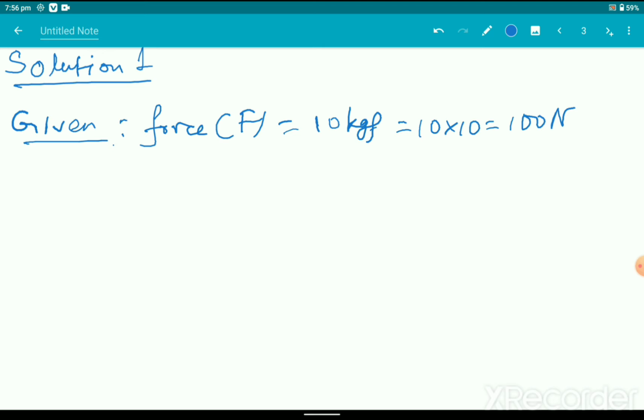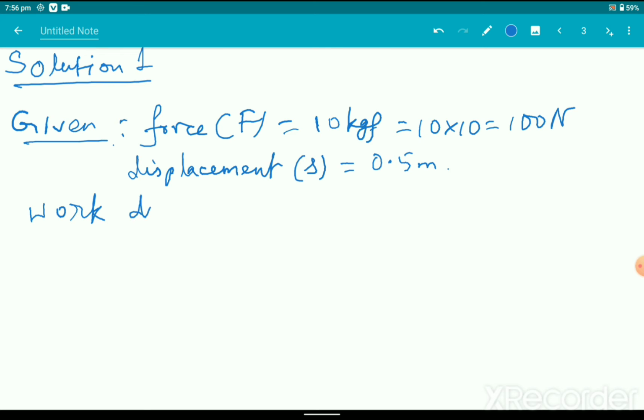Now the displacement, denoted by the letter S, is given as 0.5 meter. Okay, fine. Now, first of all, let us recapitulate the formula for work done. Work done is equal to F S cos theta, F into S into cos theta.